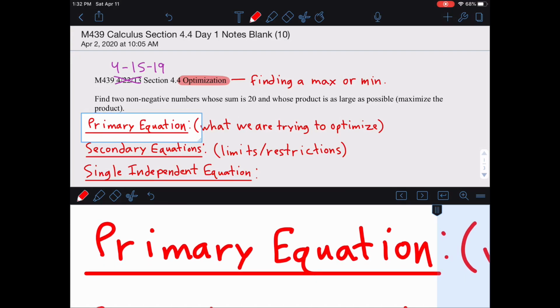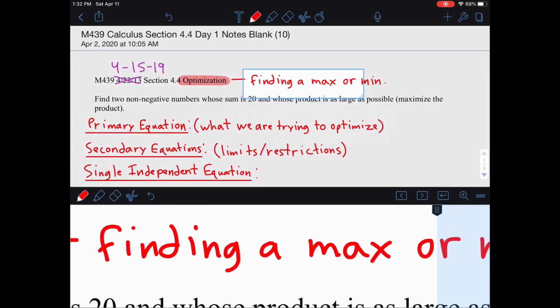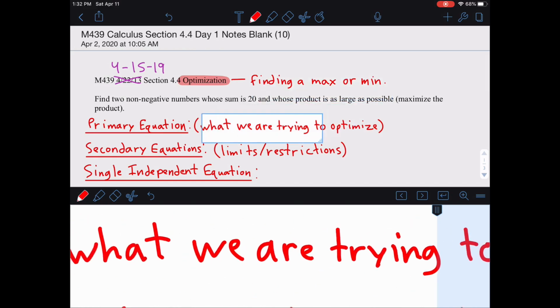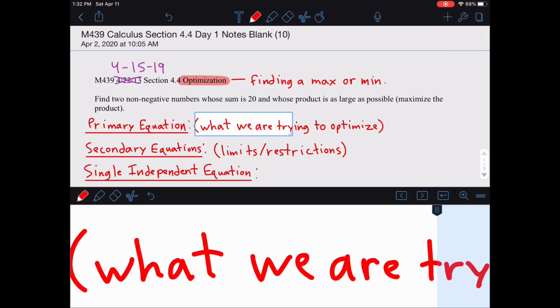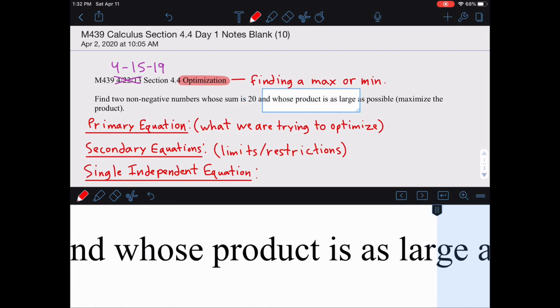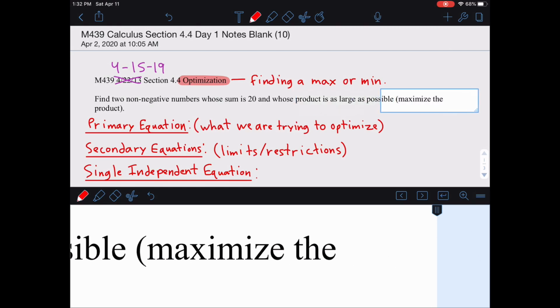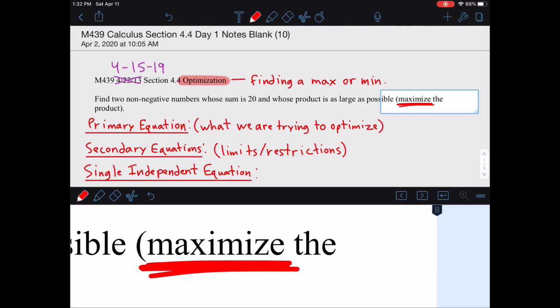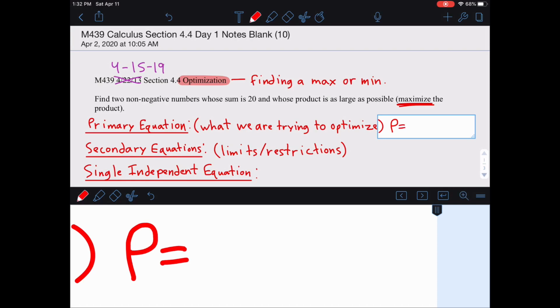The first thing is what I call the primary equation. This is what we are trying to optimize. And remember, optimizing means finding a max or a min. So what are we trying to find the max or the min of here? Well, if we look back at the scenario, it says whose product is as large as possible. That means we are trying to maximize the product. So I'm going to call the product P. I don't know what the maximum product is, so I have to call it a variable.